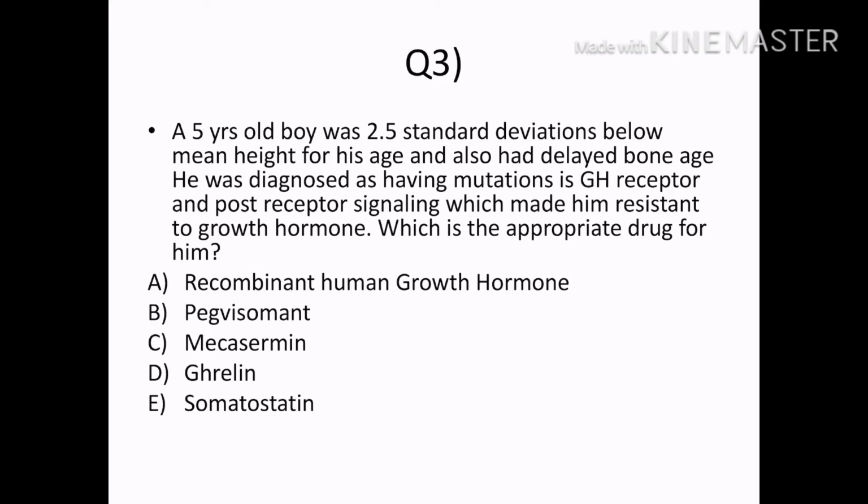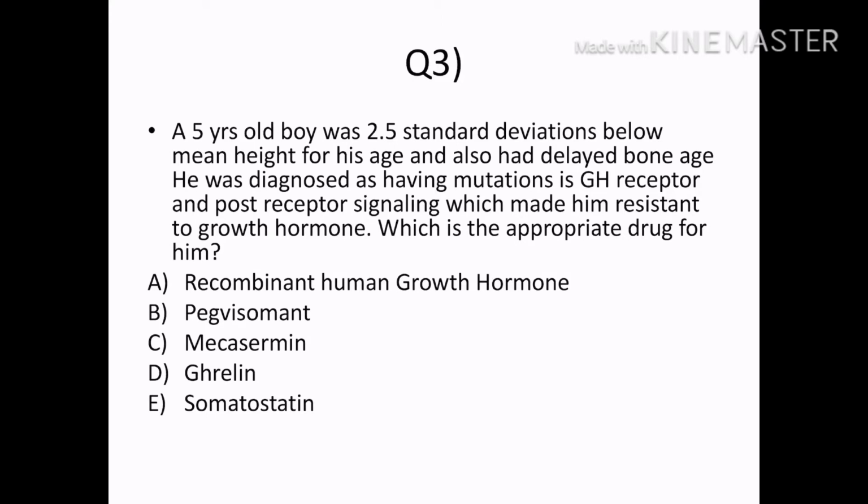Now this question is very similar to the previous one. However, unlike the previous one, there is no growth hormone deficiency in this case. Instead, the growth hormone receptor is mutated and there is a problem in post-receptor signaling. As a result, growth hormone cannot exert its effect. We need a drug that would overcome this blockage at the level of receptor. If you look at the options, you will see that A is recombinant human growth hormone. We don't need this as there is sufficient growth hormone in the body.